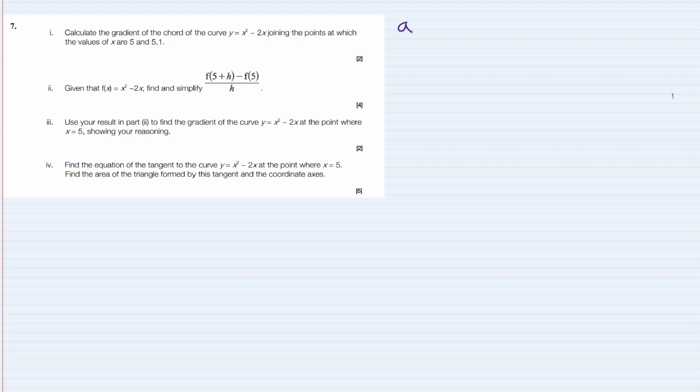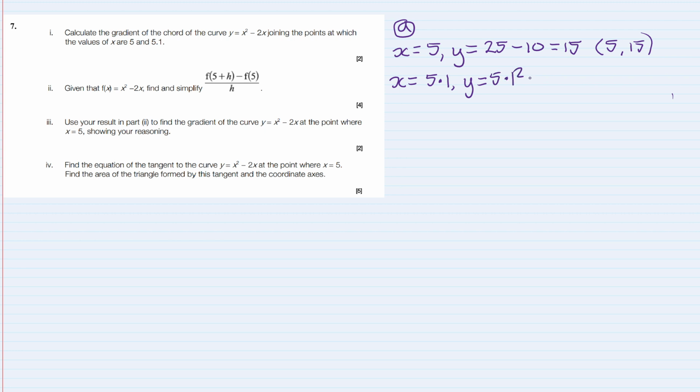So for part A of this question, we need the gradient, which means we need to know the coordinates. So let's have a look at that. We've got x equal to 5, which gives me y equals x squared minus 2x, so 25 minus 10, which is 15. So my first coordinate is 5, 15. And I need to know what the y value is when x equals 5.1. So x equals 5.1, my y is equal to 5.1 squared minus 2 times 5.1, which is 15.81.